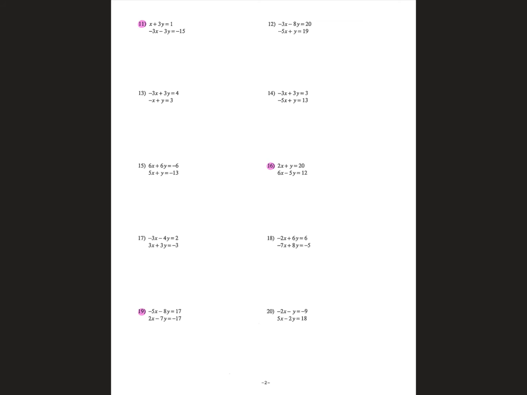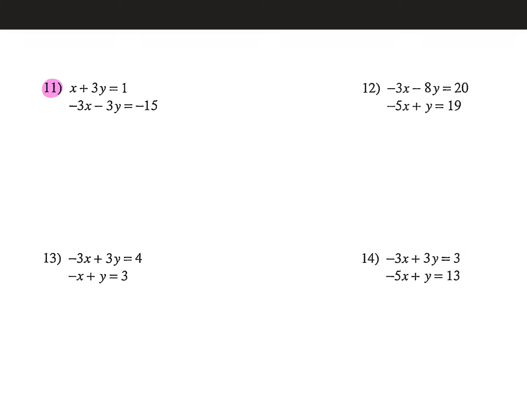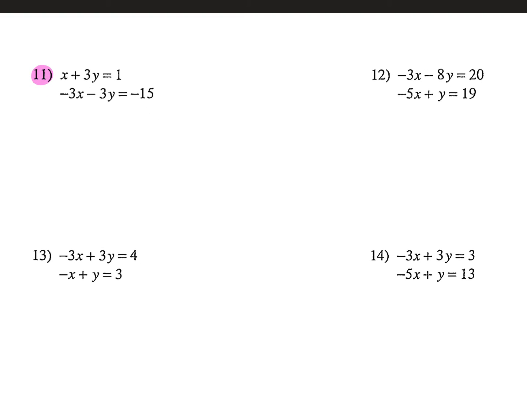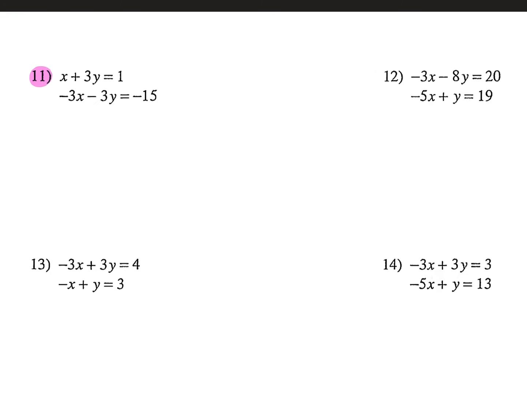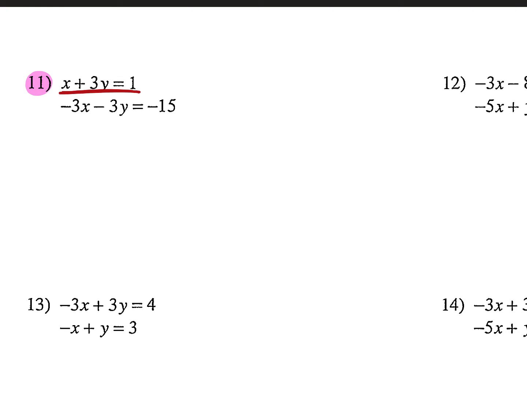The next one we're going to look at is number 11. We have x plus 3y is equal to 1, and negative 3x minus 3y is equal to negative 15. We first are going to look at this first equation. We have x plus 3y is equal to 1. We're going to solve this for x since neither of those equations are equal to a variable. So we're going to subtract the 3y from each side. We get x is equal to negative 3y plus 1. We're now going to take this negative 3y plus 1 and plug it in for x in that negative 3x minus 3y is equal to negative 15.